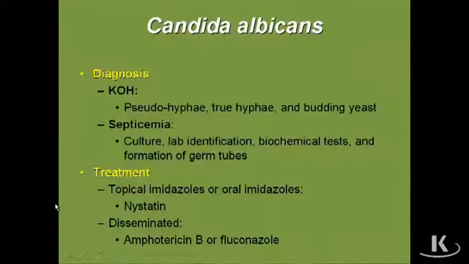Now, how are we going to diagnose it? We can do KOH, but most of the time what they're going to say in the vignette is they're going to say cottage cheese discharge, lots of erythema, and they may tell you about the germ tube formation if they culture that at 37 degrees in serum. How are we going to treat Candida? We're going to use over-the-counter topical antifungals like nystatin, for example. But in the case of disseminated infections, you have to go with amphotericin B or fluconazole.